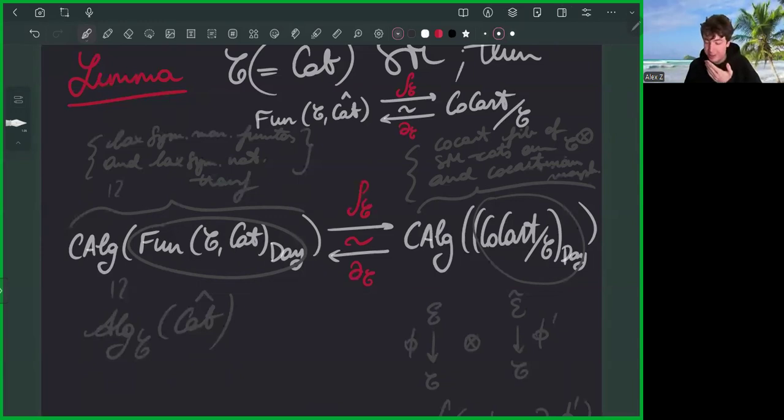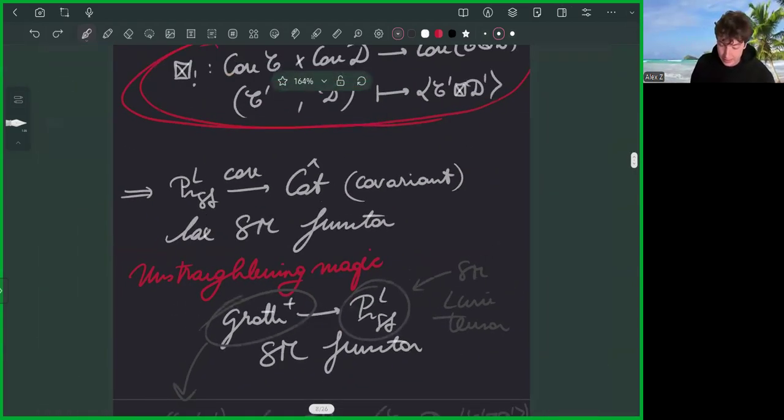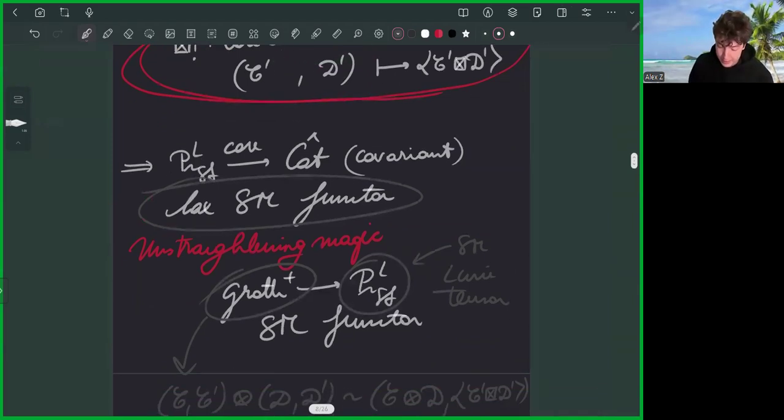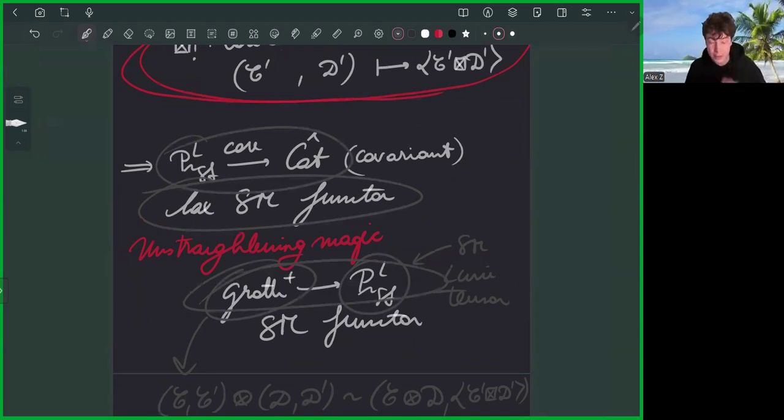So co-Cartesian fibrations of symmetric monoidal categories over C tensor, they are sort of symmetric monoidal functors from something which is a symmetric monoidal category into the symmetric monoidal category C. So the objects here are really strong symmetric monoidal functors. So a lax symmetric monoidal functor on this side will be mapped to a strong symmetric monoidal functor on the right-hand side. And okay, so that's sort of the takeaway. So this thing here is a lax symmetric monoidal functor. But by the theorem that I just stated, this thing here will be a symmetric monoidal functor. And in particular, Groth plus will be mapped to a symmetric monoidal category.